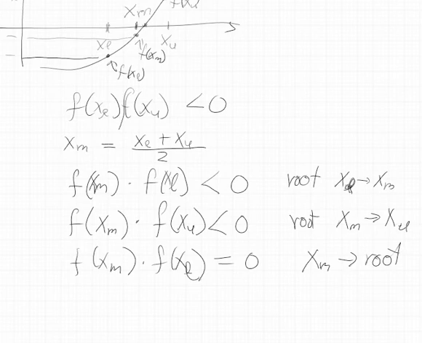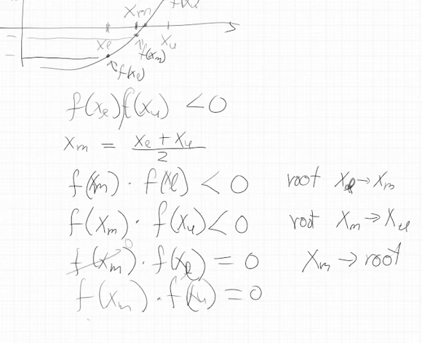Then xm is the exact root of the function. Because if it's 0, then it means that one of them is 0. Or f of xm is 0, not f of xl, because this is our interval. Also, f of xm times f of xu is also 0, because this is 0 and this is 0. So if the function is 0, it means that the value for x is the root of the function. So you stop there. That's already the root.